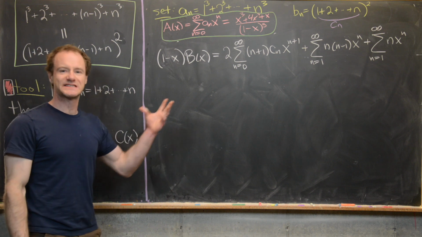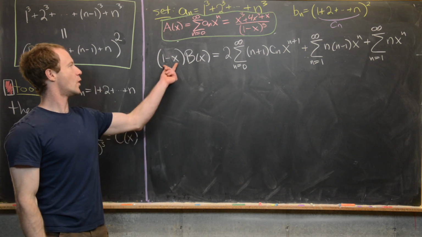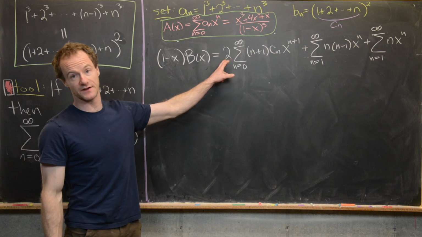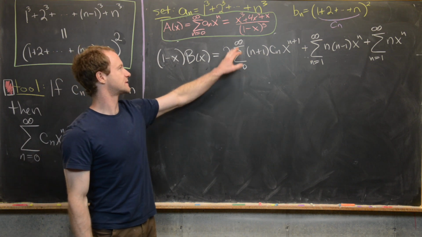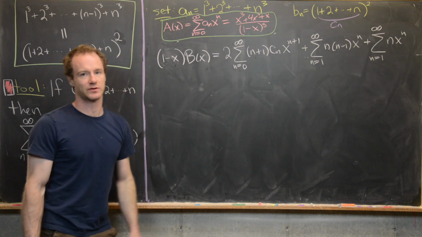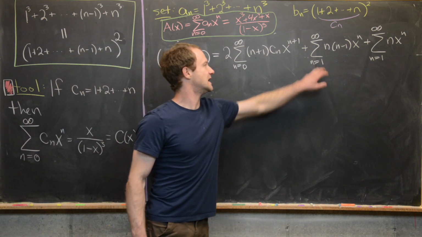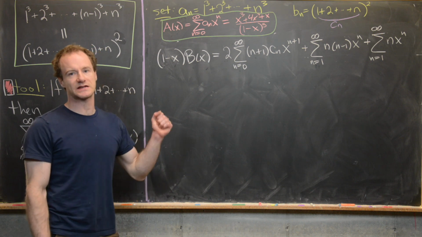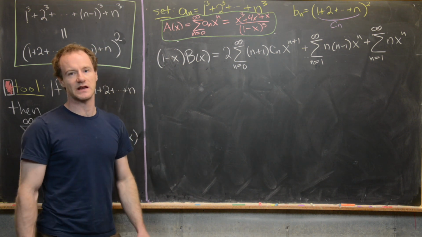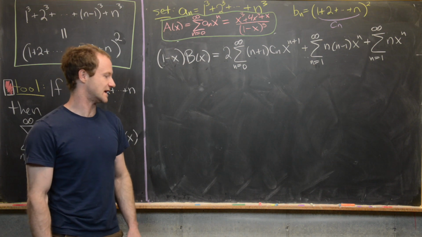Okay, so we're at this semi-familiar location where we have 1 minus x times b of x equals 2. I factored that 2 out. The sum n goes from 0 to infinity of n plus 1 c of n x to the n plus 1. And then the sum n equals 1 to infinity of n times n minus 1 times x to the n. And then finally, the sum n equals 1 to infinity of x to the n.